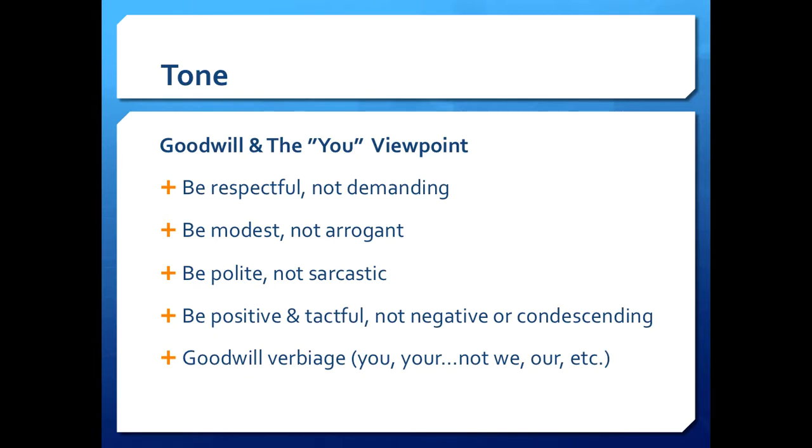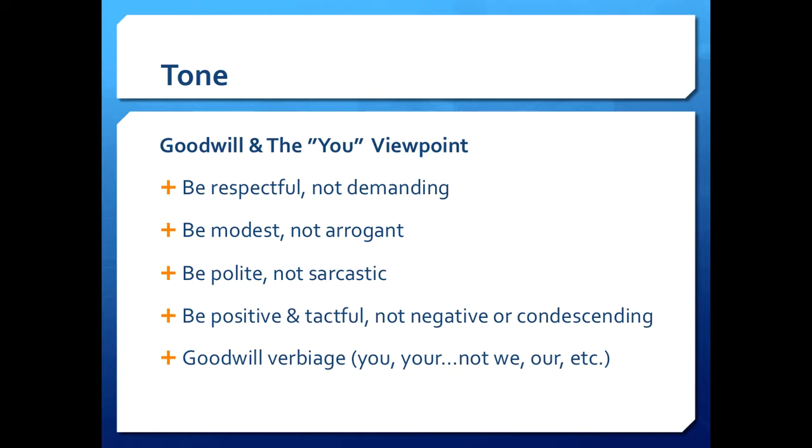So whenever you talk to a child, and that child is 5, okay, how does this 5-year-old understand something? Whenever you're talking to your instructor, okay, what is my instructor thinking about? So be respectful, not demanding. Be modest, not arrogant. Be polite, not sarcastic. Be positive, not negative or condescending. And so goodwill means you're always thinking about the person you're talking to. We're not thinking about ourselves.